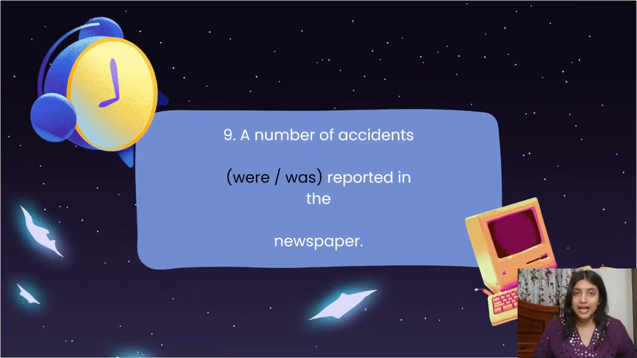A number of accidents were reported in the newspaper. So a number of means many, right? And accidents is again a plural noun. So with that you will use were, which is plural.